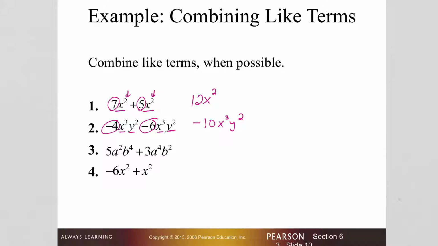Okay, number 3. I've got a squared there, but I've got a to the 4th here, so you cannot combine. Okay, number 4. The x's are the same. They have the same exponents. This is really a 1 in front of that, so whenever I combine these, I get a negative 5x squared.